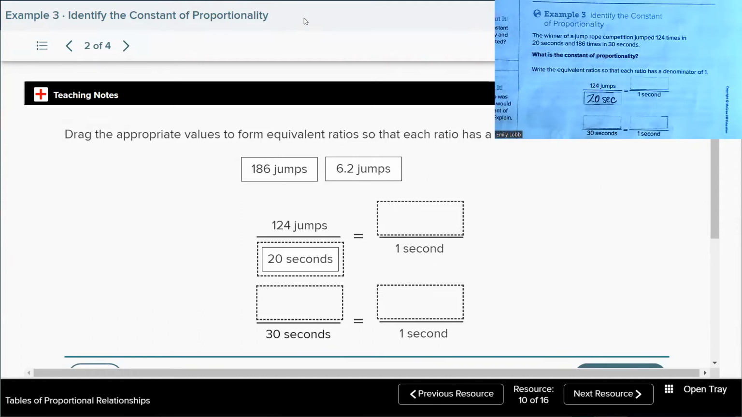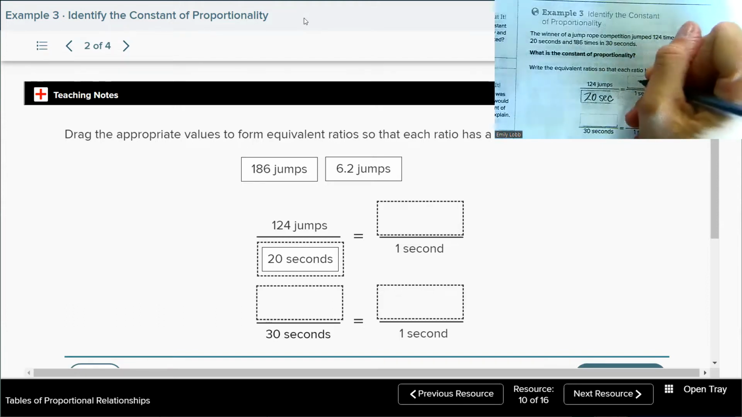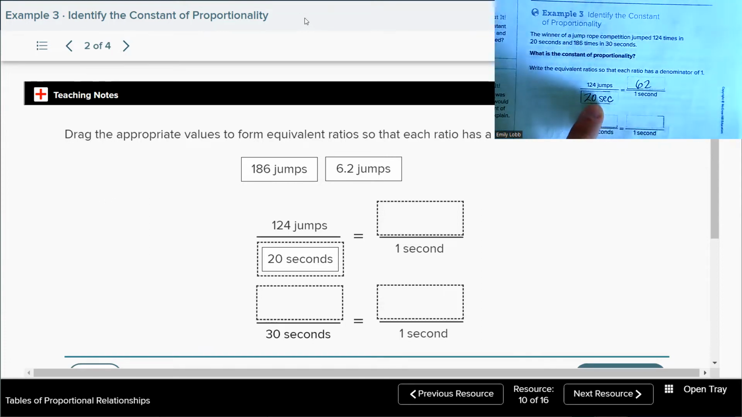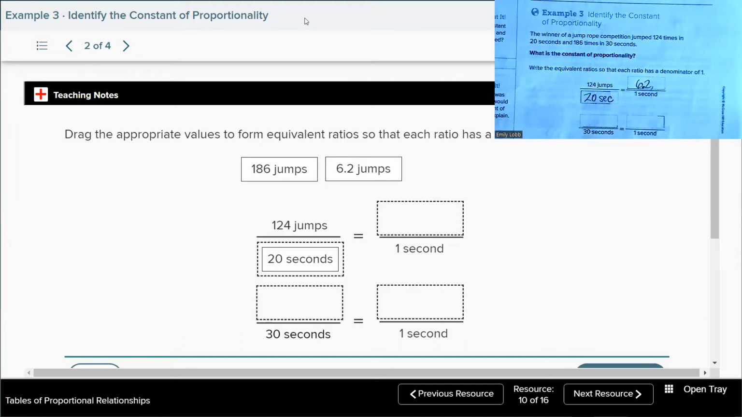Now, in order to get it out of 1 second, we have to say 124 divided by 20. So if you need a calculator, now would be a great time. Or I'll show you how to move a decimal. So how can I divide 124 by 2? Yes, 2 goes into 12 6 times and 4 2 times. But since I'm also dividing by 10, I have to move my decimal to the left one. So 6.2 jumps per second.